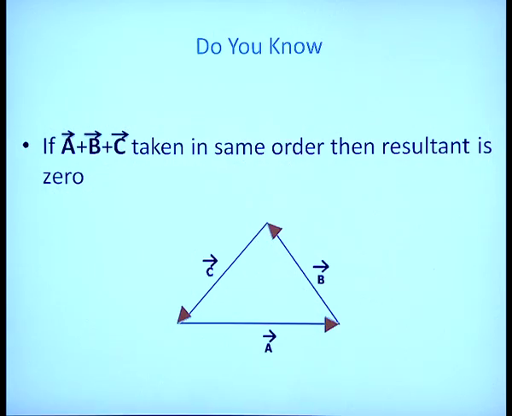Do you know, if A, B and C are taken in same order and represented by the three sides of a triangle, then the resultant will be 0. How? As you can see on your screen, the vector A plus vector B will be represented by the third side of the triangle and taken in opposite order. If it is represented in opposite direction, then A plus B plus C equal to A plus B plus minus of A plus B. So, that will be equal to 0.